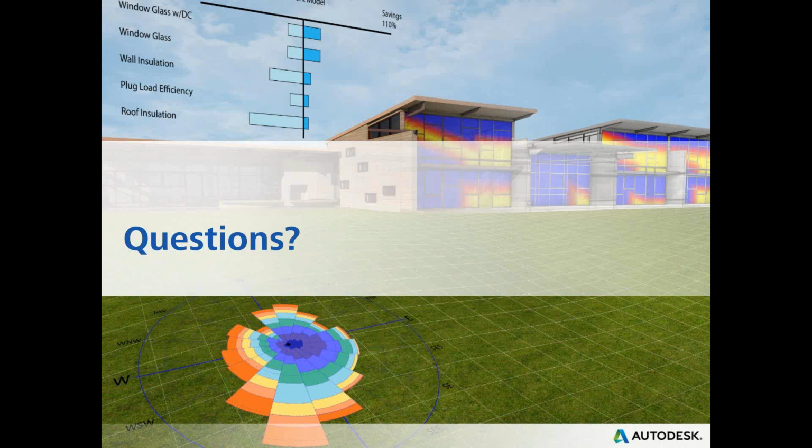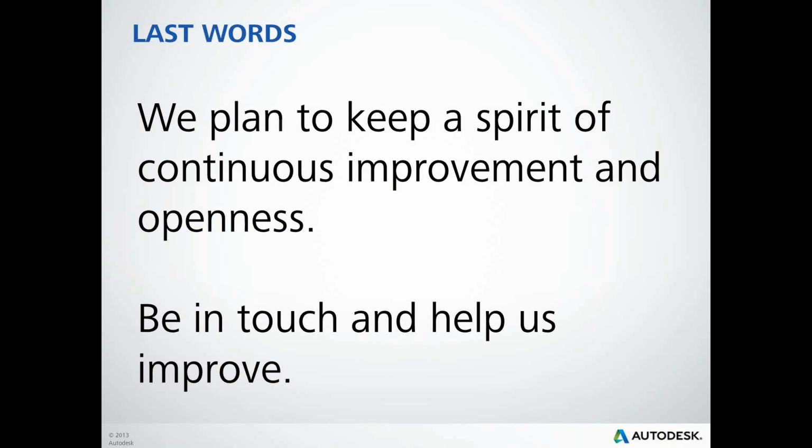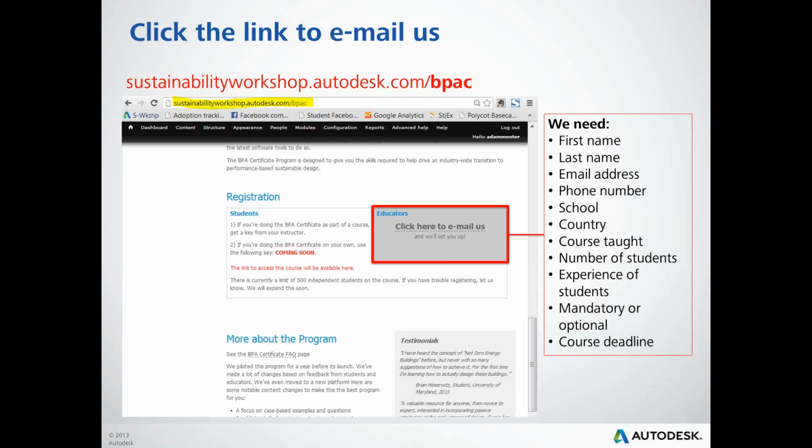So can we run through the process again? What's going to happen after this call? If educators want to be involved, maybe they've already signed up on the website, maybe they haven't, let's review the next steps. So we will send you an email, everyone who's on the call, with exact instructions for how to get your course signed up. If you want to be proactive, you can do this right now: go to sustainabilityworkshop.com/BPAC, click on that email link, and then provide us the information that's here on the right.